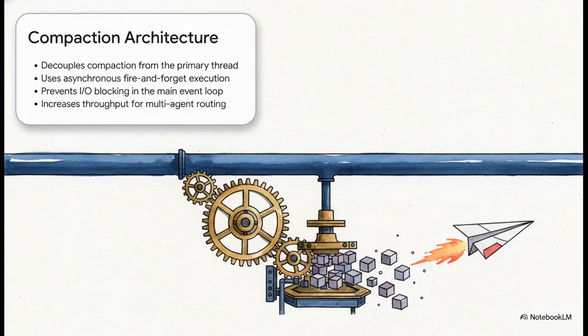Previously, executing this synchronously ran the risk of holding up the entire queue. By implementing an asynchronous fire-and-forget execution model, the engineering team has explicitly decoupled this compaction delivery from the primary thread. The result is that it completely prevents I/O blocking in the Node.js main event loop. The gateway can trigger the heavy compaction task and instantly return to routing new incoming messages. That vastly increases overall throughput and reliability, especially when the system is under heavy concurrency.